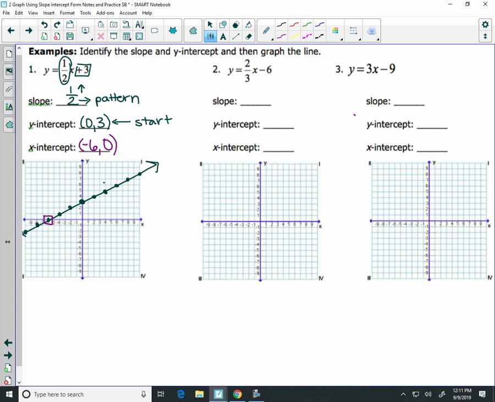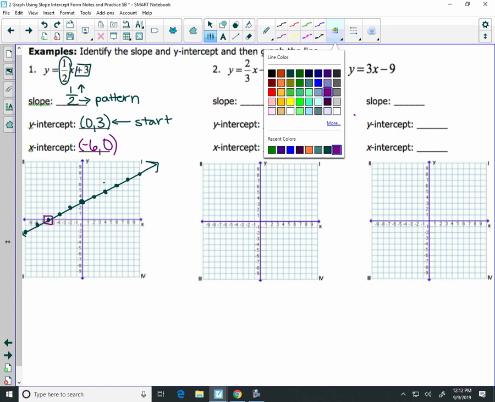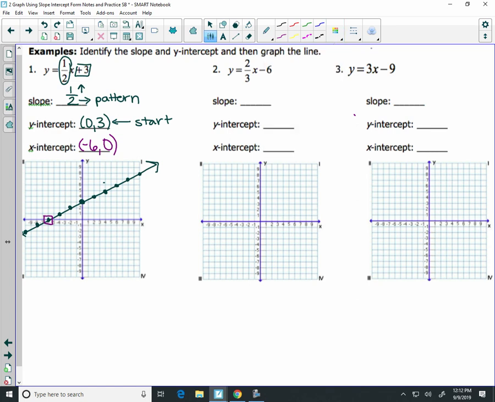All right, 2/3 X - 6. So what's my slope on this one? 2/3. And my Y-intercept? 0, -6. So again, every problem, I'm going to write this. Start and pattern. So I'm going to start at -6 on my Y-axis. I'm going to go up 2, right 3.